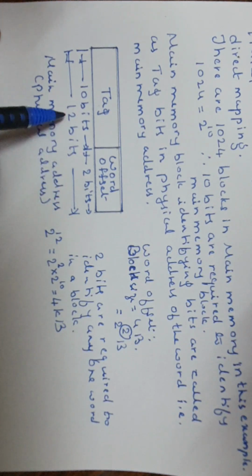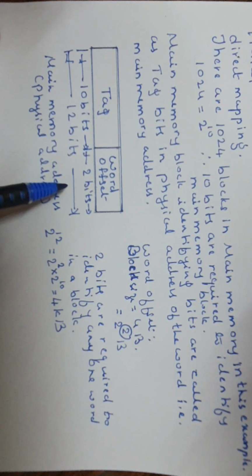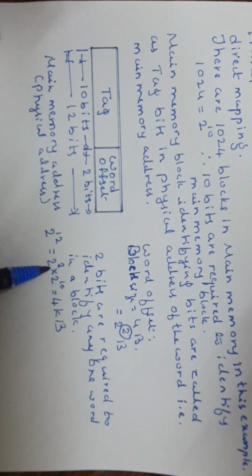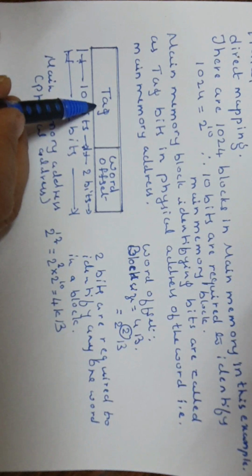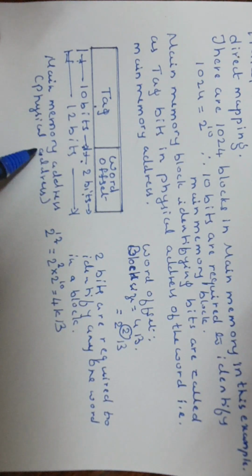2 bits. So whenever the processor requests a word in main memory, it sends a 12 bit address, because there are 4 kilobytes. Any 1 byte requires that it send 12 bits, because 4K is equal to 2 raised to 12. So it will send a 12 bit physical address. Then the first 10 bits will represent the main memory block number, and the last 2 bits indicate in that block which word the processor is asking for. So this is the first one, that is physical address division.